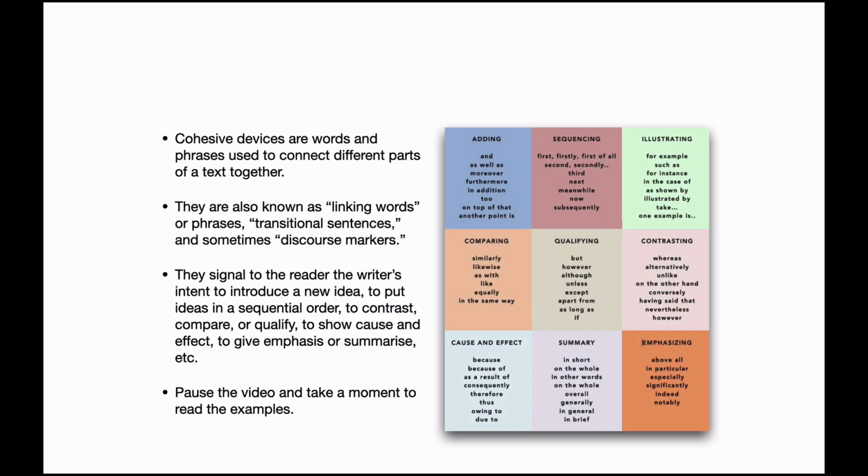Cohesive devices are words and phrases used to connect different parts of a text together. They are also known as linking words or phrases, transitional sentences, and sometimes discourse markers. They signal to the reader the writer's intent to introduce a new idea, to put ideas in a sequential order, to contrast, compare, or qualify, to show cause and effect, to give emphasis or summarize, etc. Pause the video and take a moment to read the examples.